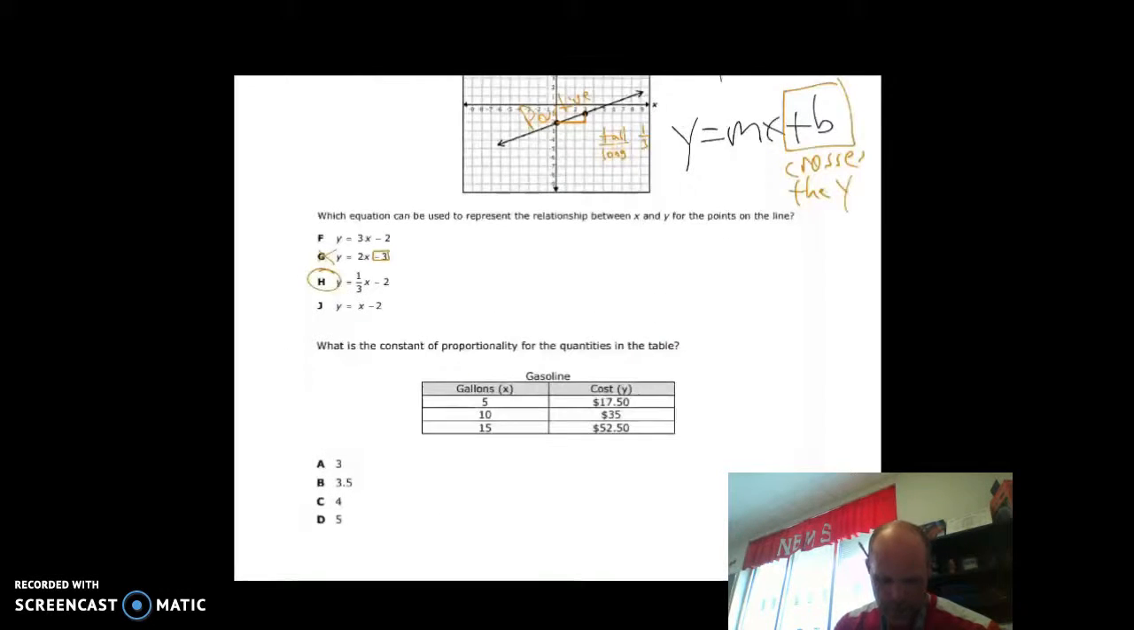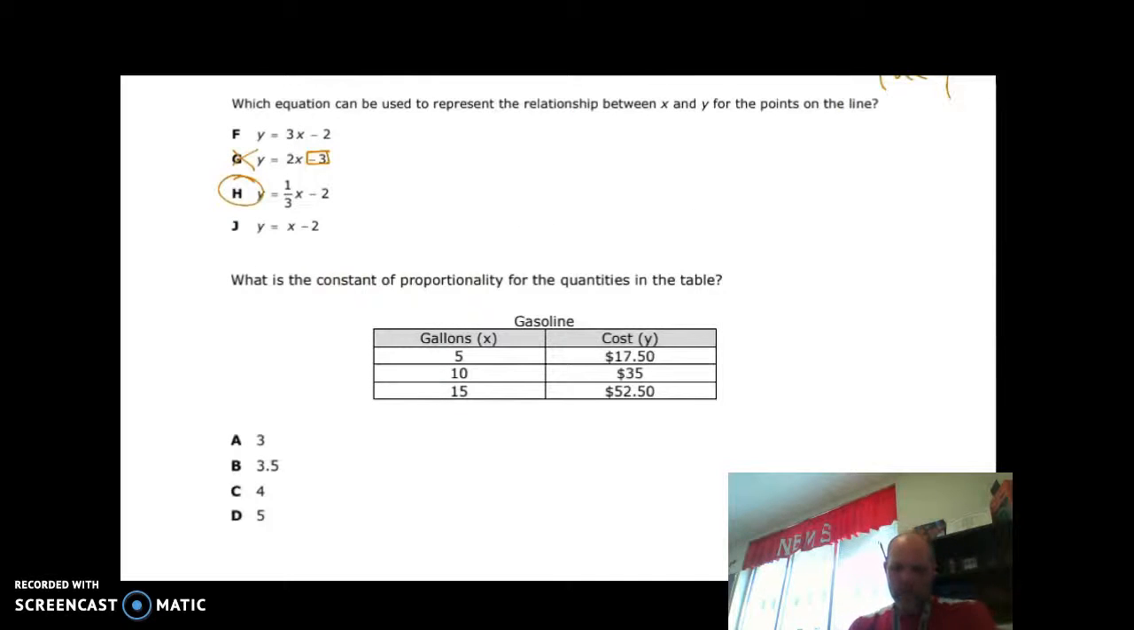This guy down here, it says, what is the constant of proportionality for the quantities in the table? It sounds ridiculously confusing, right? But it's not. It's just asking, what is it multiplying by? It's constant, right? If you constantly add the same thing, what is that? Multiplying. So the constant of proportionality. We're going to go from gallons to cost. So use your answers. Don't find it.